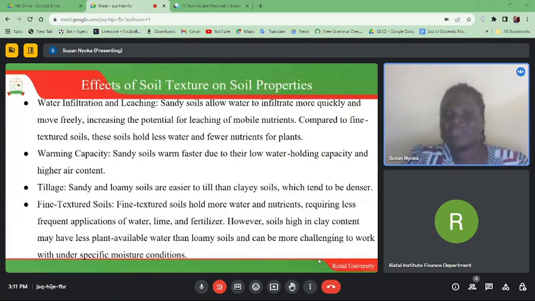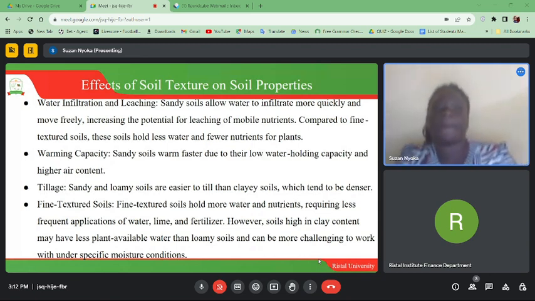And then fine textured soils. Fine textured soils hold more water and nutrients, requiring less frequent application of water, lime, and fertilizers. However, soils high in clay content may have less available water than loamy soils and can be more challenging to work with under specific moisture conditions.